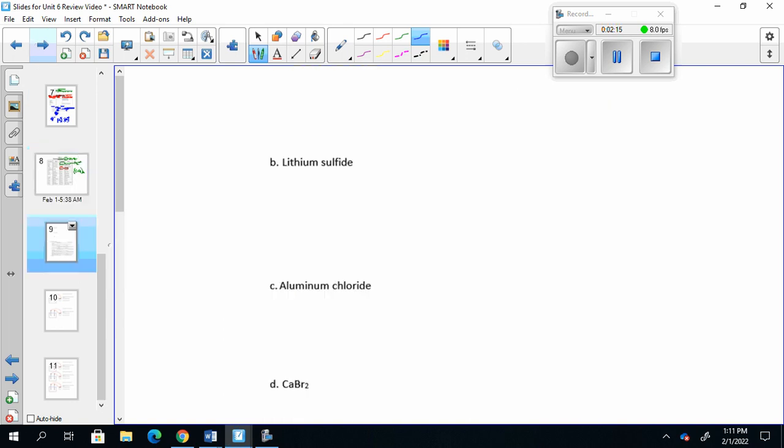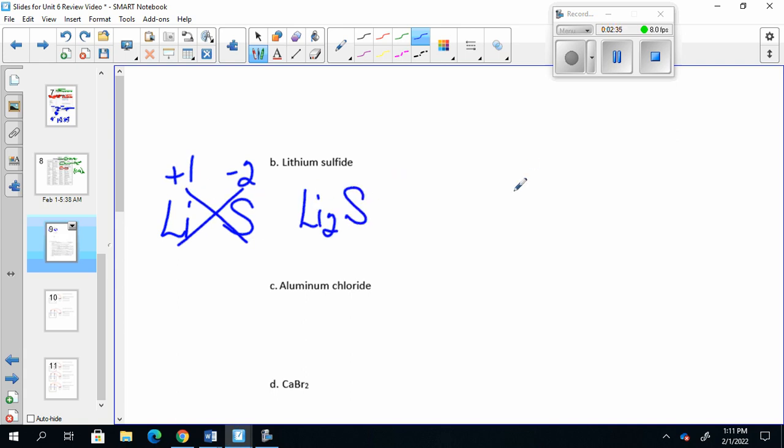All right. Lithium sulfide. So lithium is Li. I look it up. Its charge is +1. Sulfide. Sulfur, its charge, I look it up. It's a -2. Crisscross. My formula is Li2S. So A, write out the atoms. Li, S, Li. I have 2 Li's and I have 1 S.